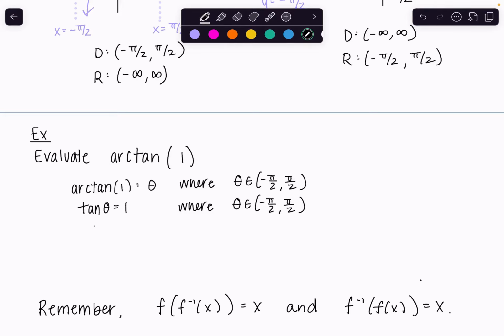If you think back to your unit circle, in order for tangent to be 1, both sine and cosine have to be identical to each other. The only way this happens is at positive pi over 4, because tangent is positive in that first quadrant. That's where sine and cosine are the same. So that tells us arctangent of 1 is going to be the angle pi over 4.